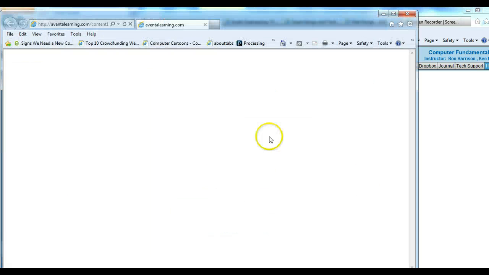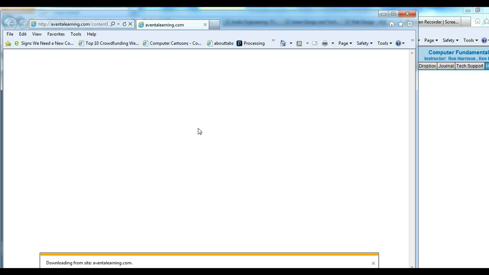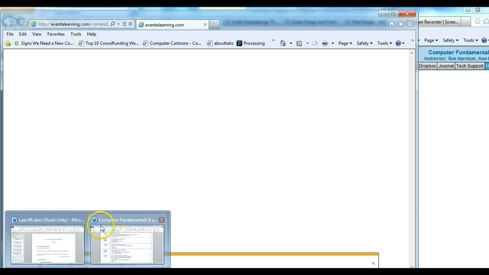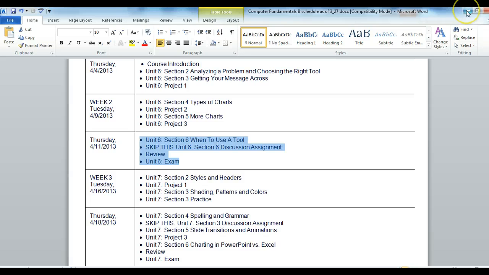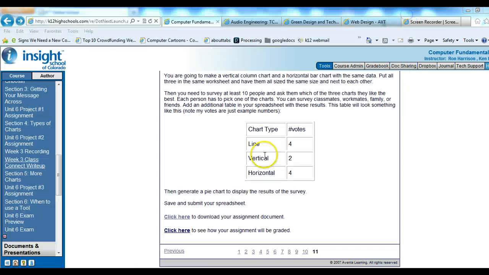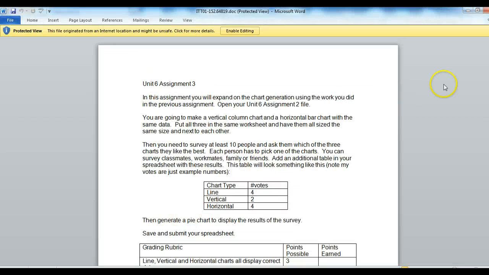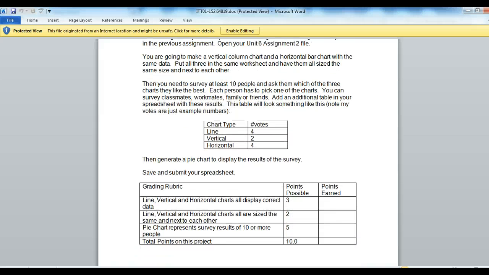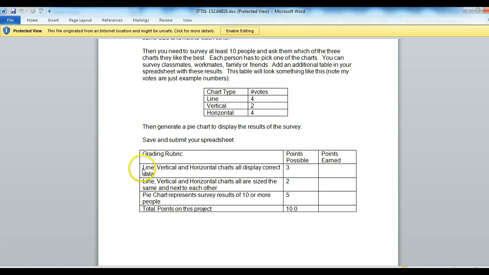Now here's the assignment document. So let's take a look at it. Well, it looks like it's a little bit slow on that. Try that again. There we go, the assignment document. That tells you everything you're going to do, and don't turn it in until you've done these things. Make sure you have the data displayed properly. Make sure they're sized similar to each other and they're next to each other. Make sure the pie chart is the results of surveying 10 people. Don't submit it if it doesn't fulfill those requirements.